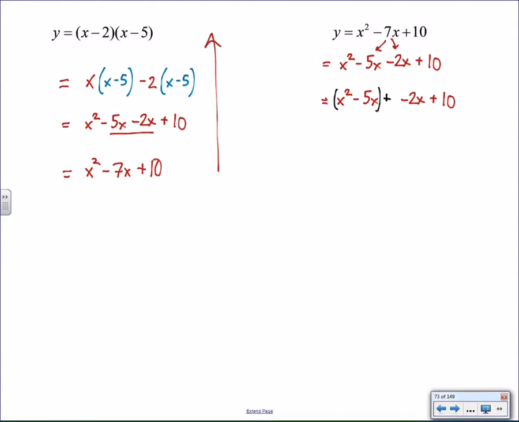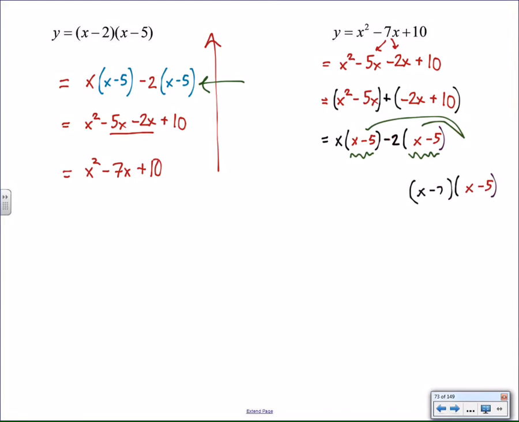So what I'm going to do here is simulate that by basically grouping the first two and grouping the last two, and I'm going to look for common factors between x squared and 5x, which in this case is x, leaving me with x minus 5. Over here, I look at the negative 2x and the positive 10. If I took out a negative 2, then I would get a positive x minus 5, which is the same as this guy right here. If these two are the same, then you are factoring correctly. And I recognize that x minus 5 is the same number, so I factor the x minus 5 out, and I'm left with the x minus 2 leftovers.